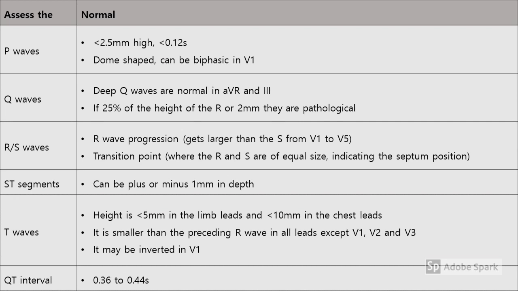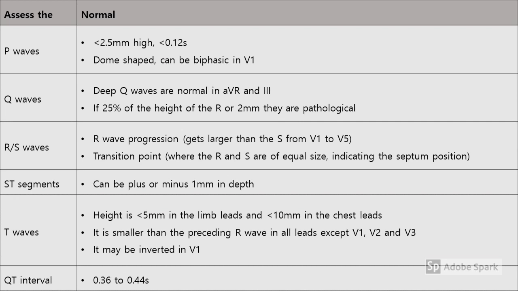Q waves can be normal, as shown there, so they can be deep in AVR and lead 3, but if they're about 25% of the height of the preceding R wave, or larger than 2 millimetres, they're likely to be pathological, which often indicates either an old myocardial infarction or a degree of infarcted tissue, or acute ischemia.